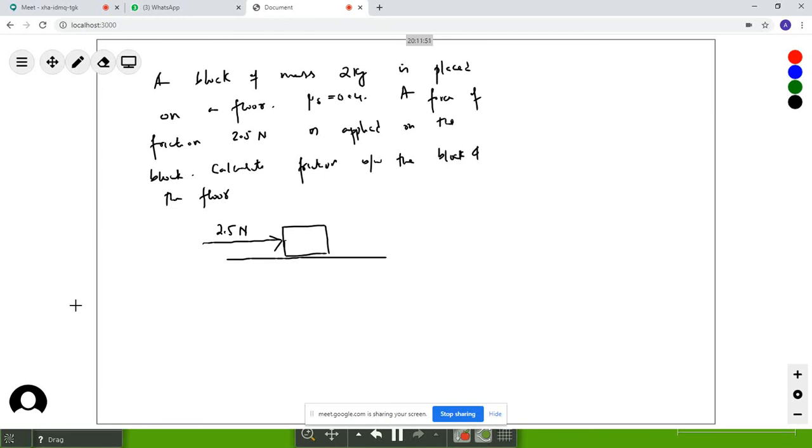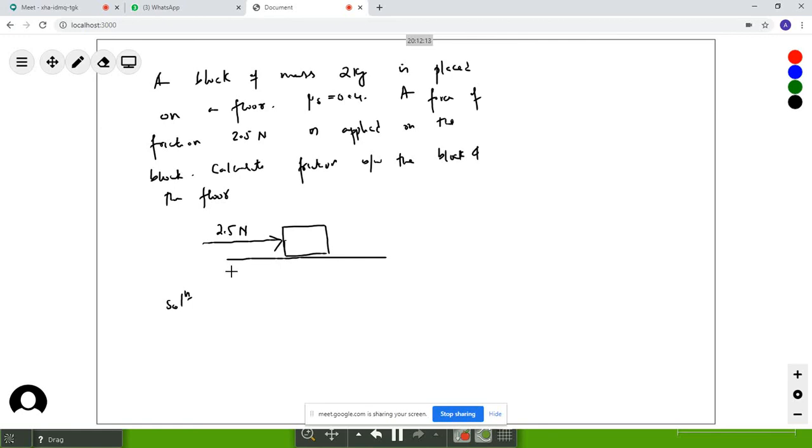Does the block move? No, sir. It should not move. Why? Because, sir, the applied force and the force of friction are both the same, so the net force is 0. How can this be the same? They are not the same. They are different, but the friction force is self-adjusting, so it balances the applied force.